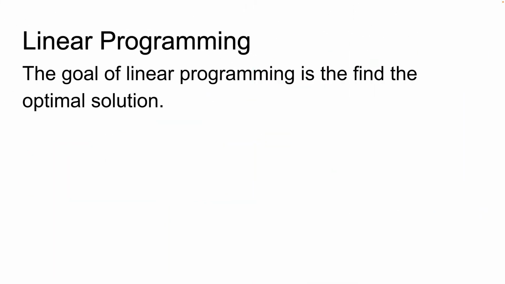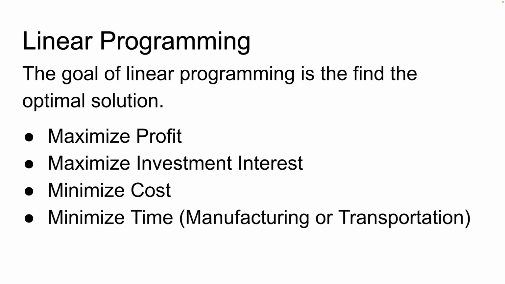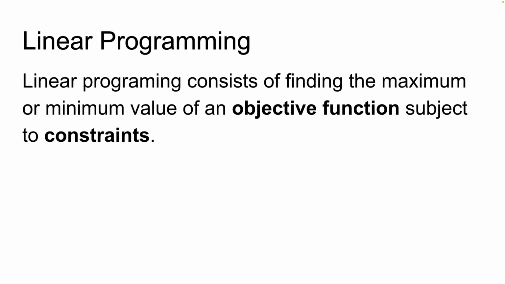Because linear programming falls under that branch of optimization, the goal of linear programming is to find the optimal solution. These would be things like wanting to maximize profit, maximize investment interest, minimize cost, or minimize time, as in trying to minimize manufacturing time or minimize transportation time. Every linear programming problem consists of finding the maximum or minimum value of an objective function subject to constraints.